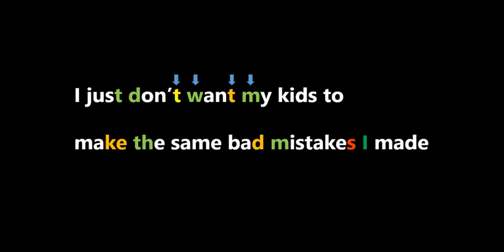And the plosive consonant K is right before the consonant TH. It can be unreleased as well. Make the. Another plosive consonant D is right before the consonant sound M. You need to stop the D sound and move to the M sound right away. Bad mistakes. Don't say it like badda mistakes. The last one is consonant and vowel blended. Mistakes I.